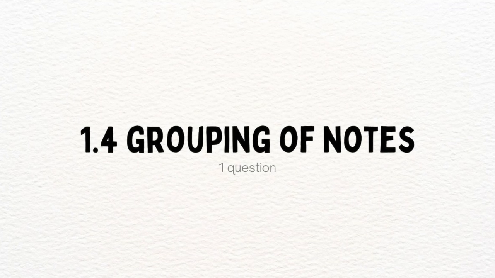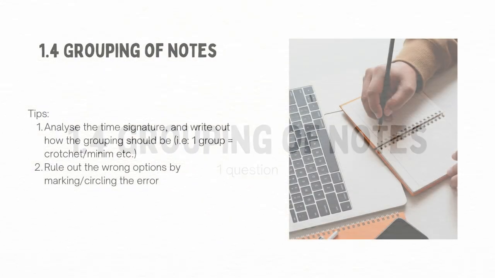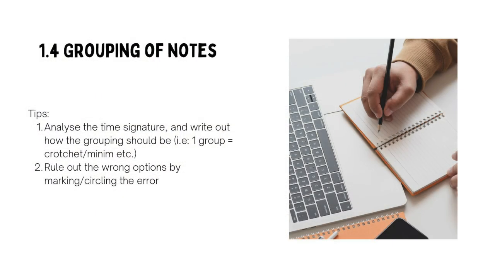1.4 Grouping of notes. There will be 1 question. The tip is to analyze the time signature and write out how the grouping should be. For instance, one group is a crotchet or a minim, etc. And rule out the wrong options by marking or circling the error.